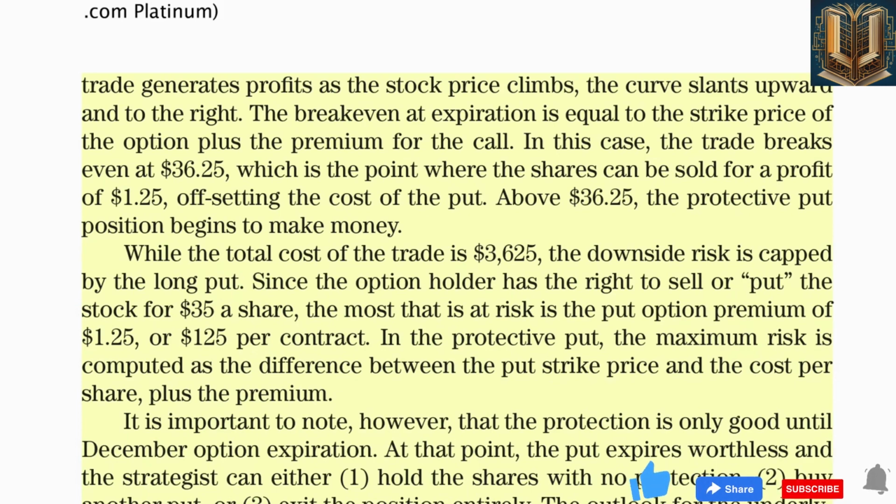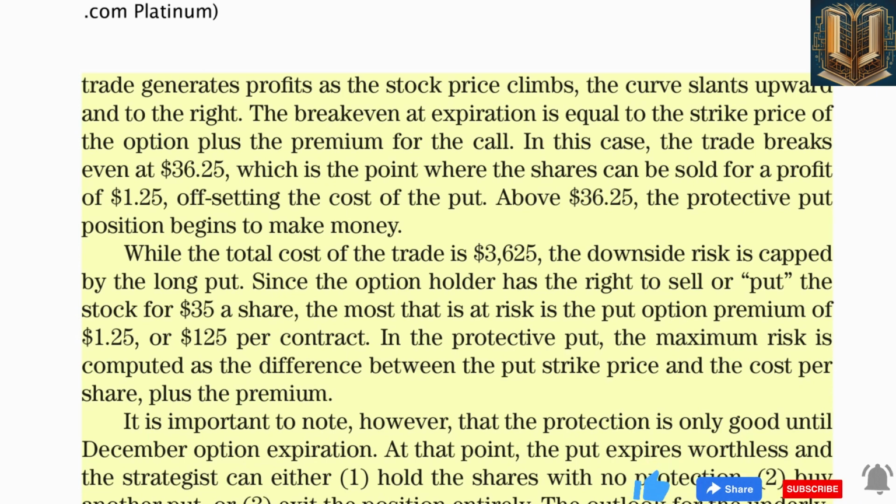The break-even at expiration is equal to the strike price of the option plus the premium for the put. In this case, the trade breaks even at $36.25, which is the point where the shares can be sold for a profit of $1.25, offsetting the cost of the put. Above $36.25, the protective put position begins to make money. While the total cost of the trade is $3,625, the downside risk is capped by the long put.